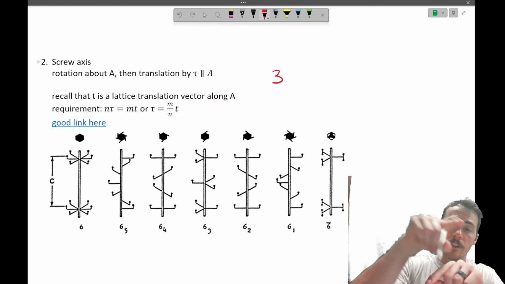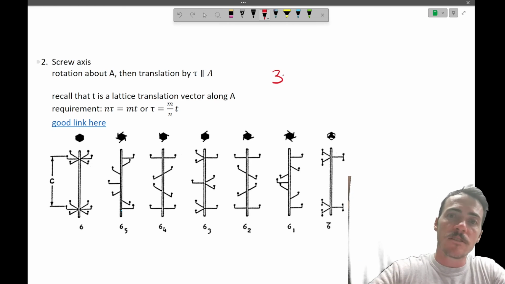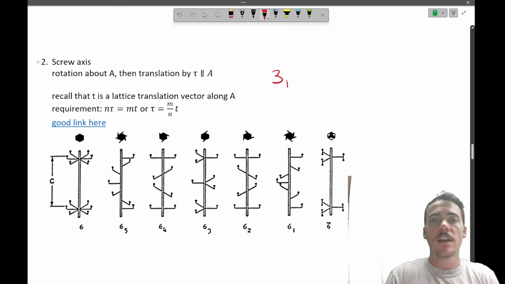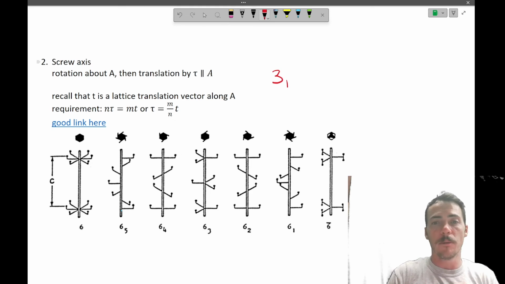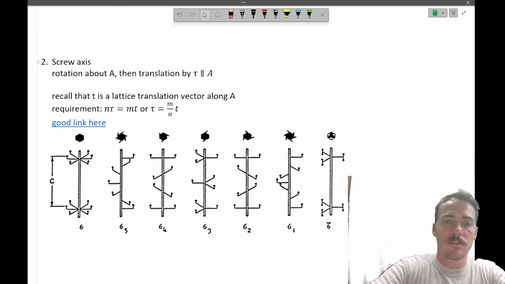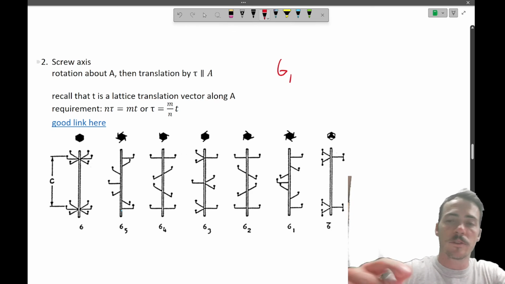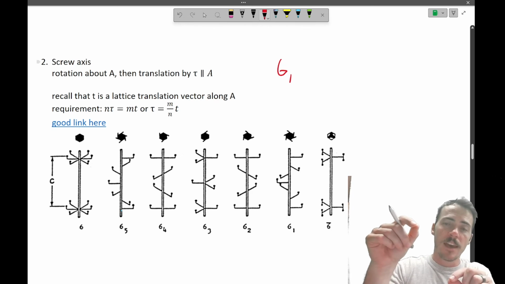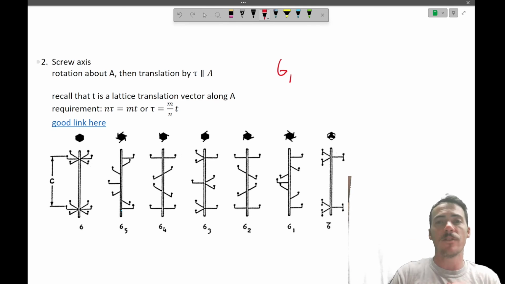Like 3 would be 120 degrees, 120 to get back to where you started. And then the subscript, 1, 2, 3, whatever it is, tells you what fraction of the unit cell, based off of the above number, you translate at a time. So let's look at this using the 6_1, 6_2, 6_3 family of screw axes, right? So 6_1 tells you that we're taking 60 degrees at a time. And then the 1 subscript means that we're going to translate 1/6 of the unit cell.